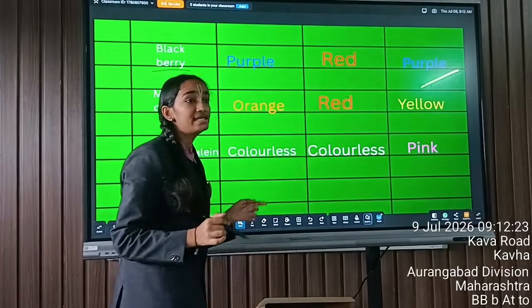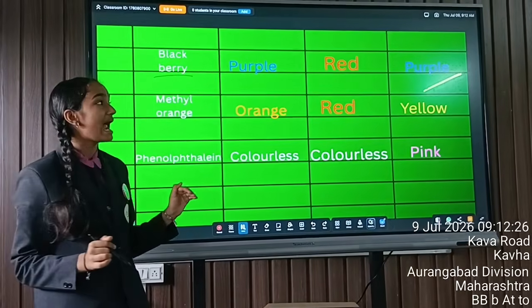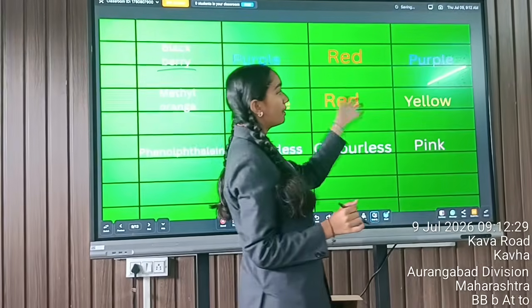When it is added into the acidic solution, it changes into red color. And when it is added into the basic solution, it changes into a purple color.